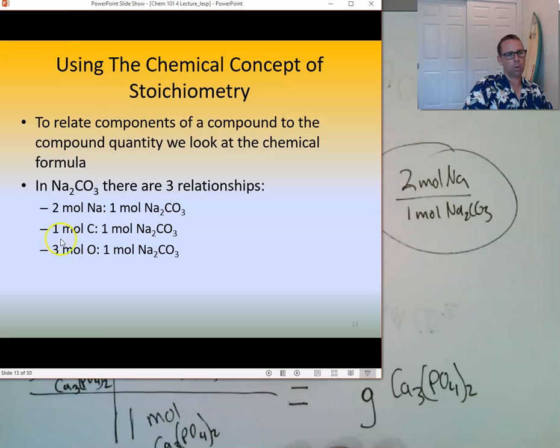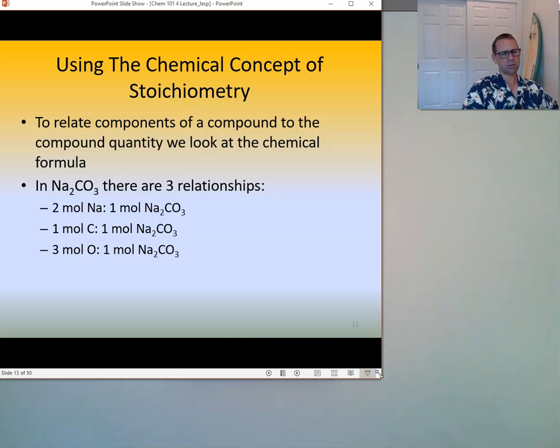Here's another one. 1 mole of carbon for every mole of sodium carbonate. You see how we got that one? You could count how many carbons there are. And if you had 1 mole of this material, you'd have 1 mole of carbon in that material. 3 moles of oxygen are in 1 mole of sodium carbonate. Now, some people get bothered by this because they say, wait a second, how can you have 3 moles of something if you only start off with 1 mole of it, right?